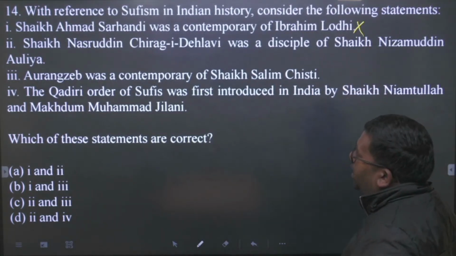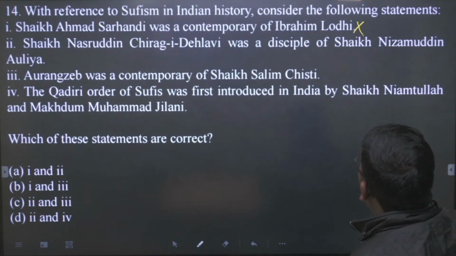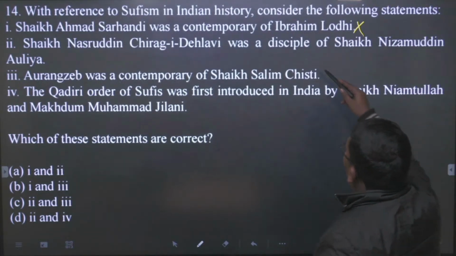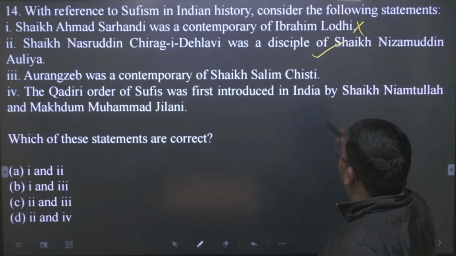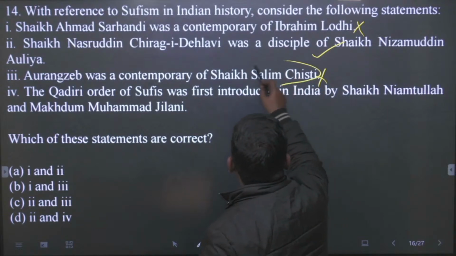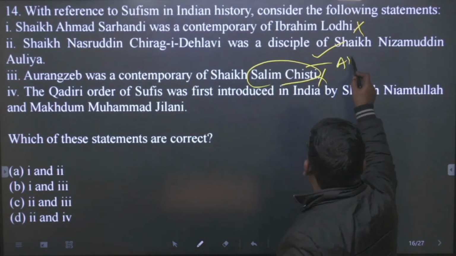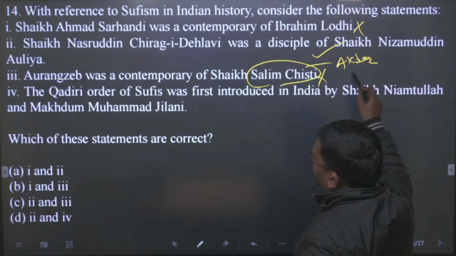Sheikh Nasruddin Siraj Delhi was a disciple of Sheikh Nizamuddin Aulia. Yes, we have discussed this today also. Aurangzeb was a contemporary of Sayyid Salim Chishti. No, because Sayyid Salim Chishti was a contemporary of Akbar. So this will be false.